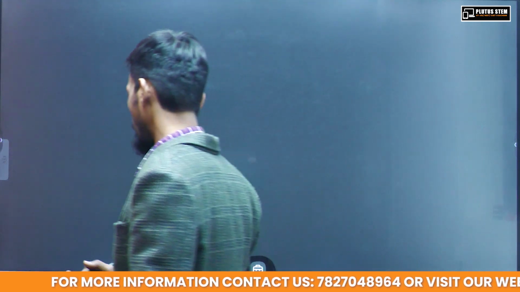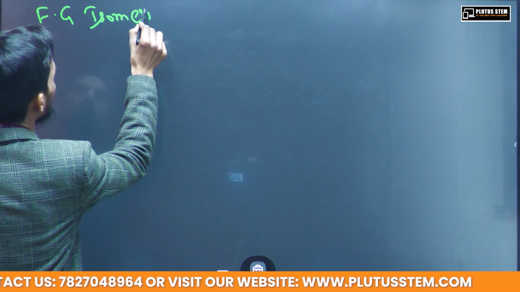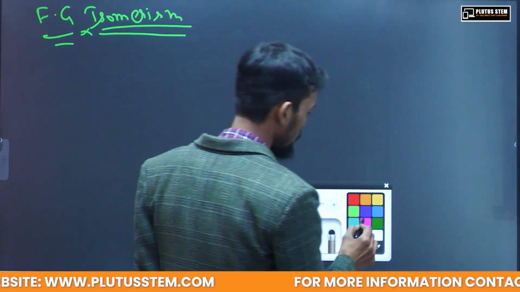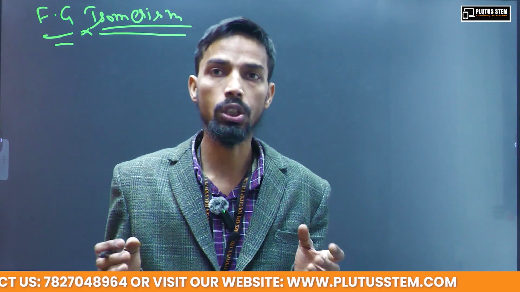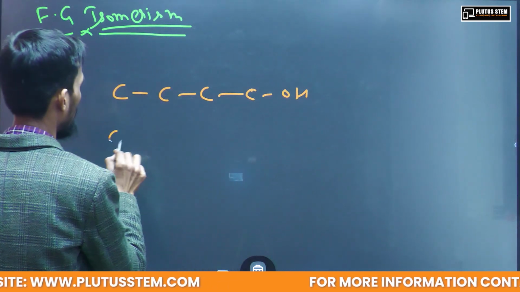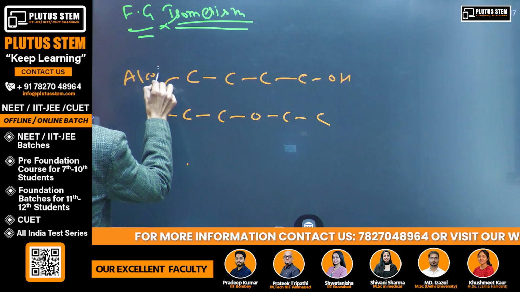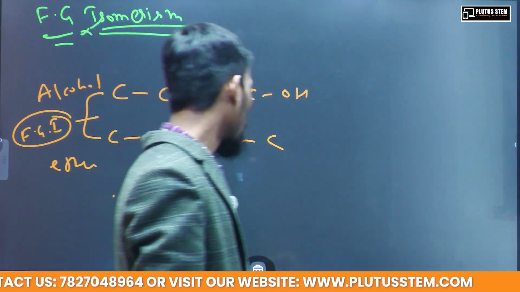So the next one is functional group isomerism. This thing we have already discussed initially, when we discussed the term isomerism. Then I showed you the difference in the functional group. This is when compounds have the same molecular formula but different structural formula on the basis of the functional group. So like OH, like this. So this one is alcohol, this one is ether, and they are functional group isomers. There are some more, it's not only this one.